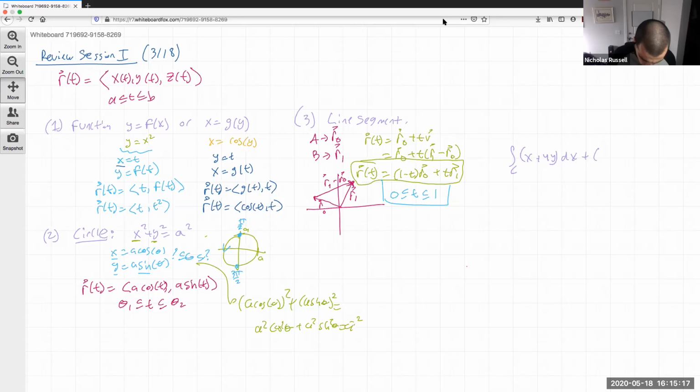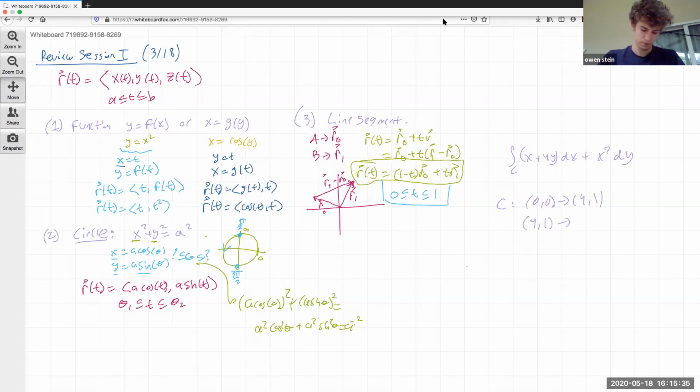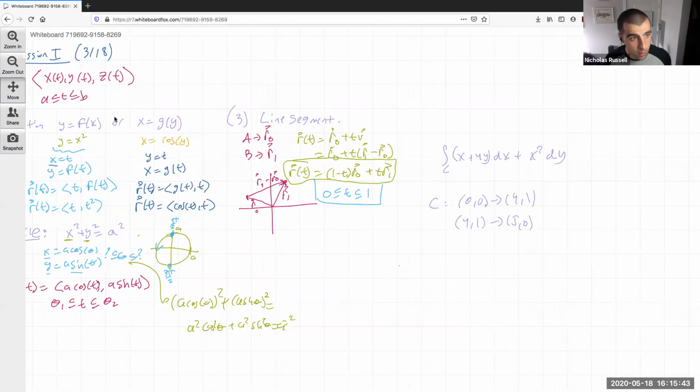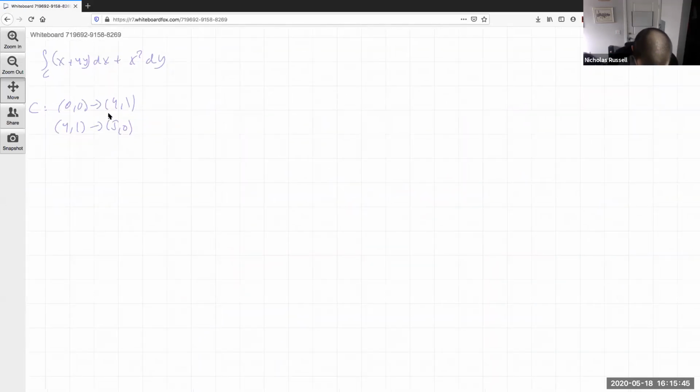Can you say the last one, the one with dy, really quickly? X squared dy. And you're saying that C is the line segment from (0, 0) to (4, 1), and (4, 1) to (5, 0)? (4, 1) to (5, 0). Okay. So I guess we should tackle a couple things there then, to kind of explain that.